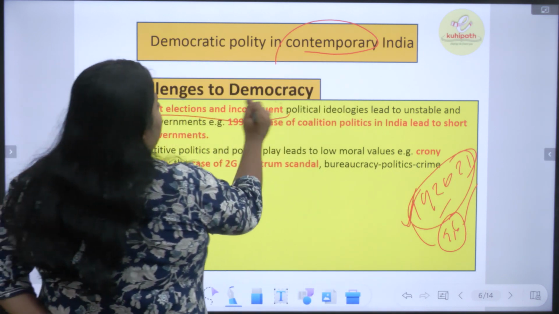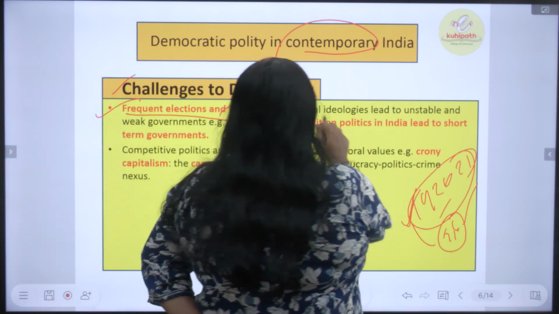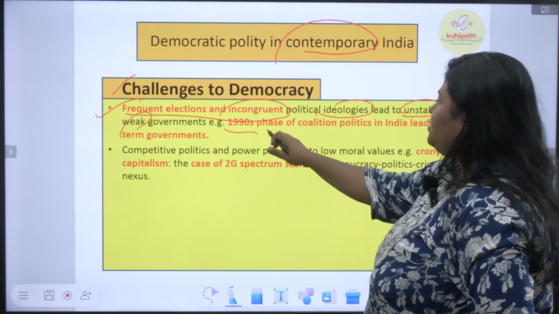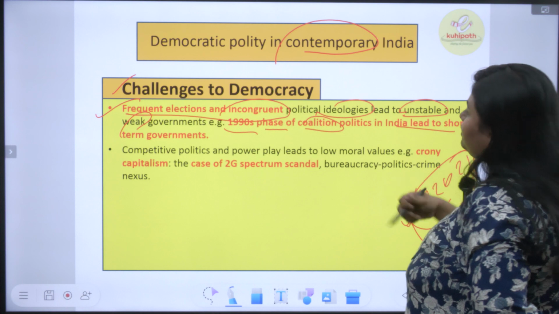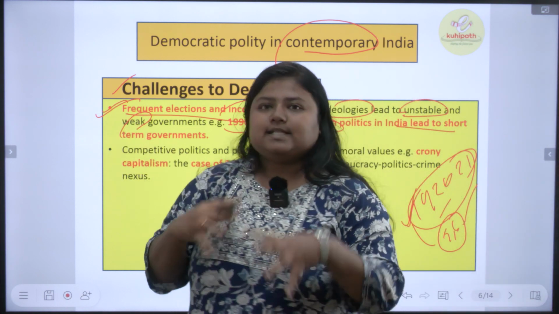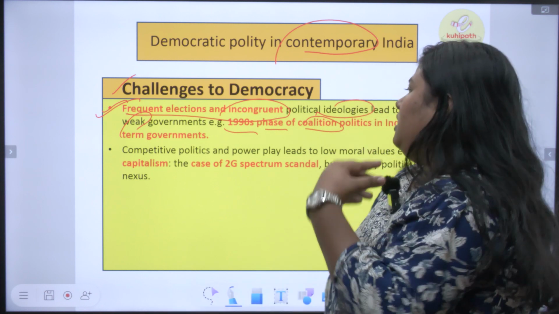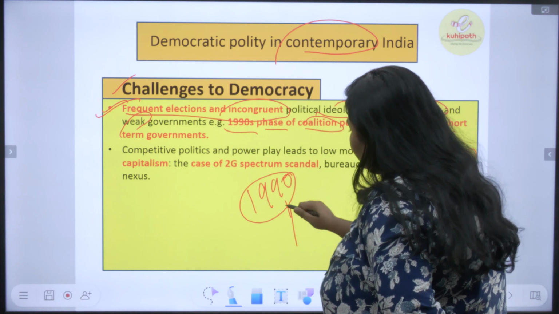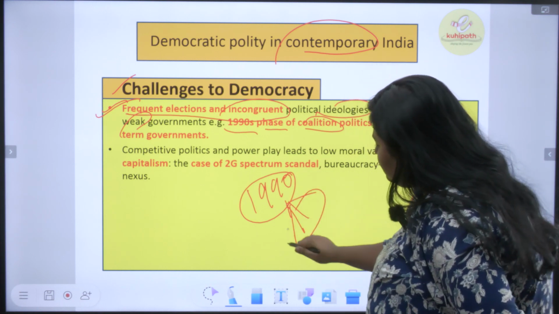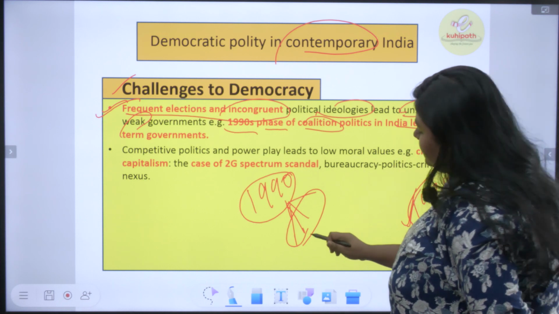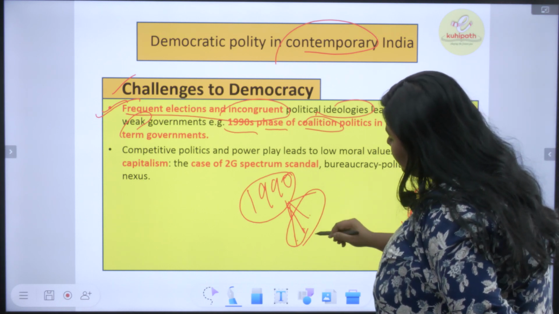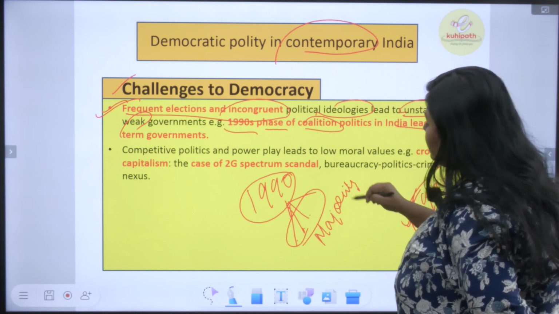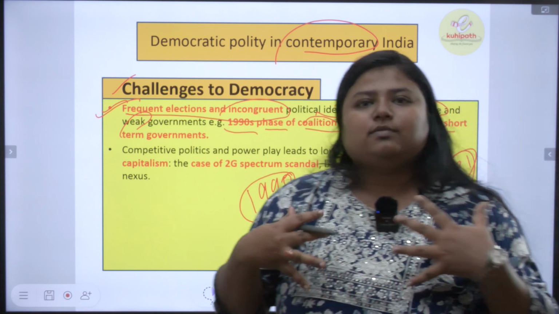Frequent elections and incongruent political ideologies led to unstable and weak governance. Okay, from the 1960s or so, coalition politics in India led to short-term governments. If we understand this easily, it means that since the 1990s many political parties came in at the national level, and at the state level too, many came in. What happened is that no particular party got a majority of votes, because there was a tussle and there was no congruence in the ideologies of the political parties.